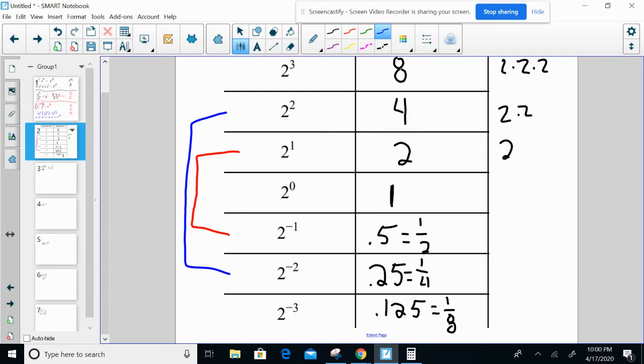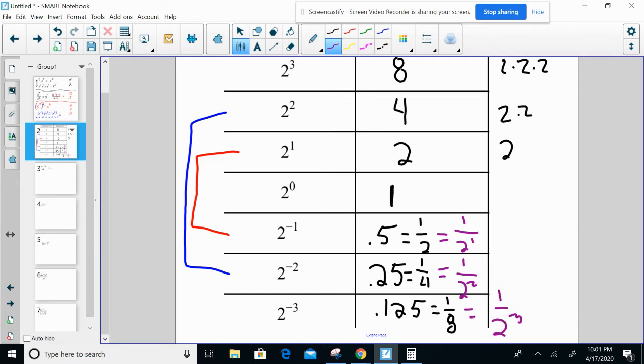2 to the 1 is 2. 2 to the negative 1 is 1 over 2. 2 to the 2 power, 2 squared is 4. 2 to the negative 2 is 1 over 4. Looks like you're just taking that number and putting it in the denominator, and that's basically what you're doing. This is the other rule, is we can also write this as 1 over 2 to the 1, right? You can also write this as 1 over 2 to the 2, and 1 over 2 to the 3.